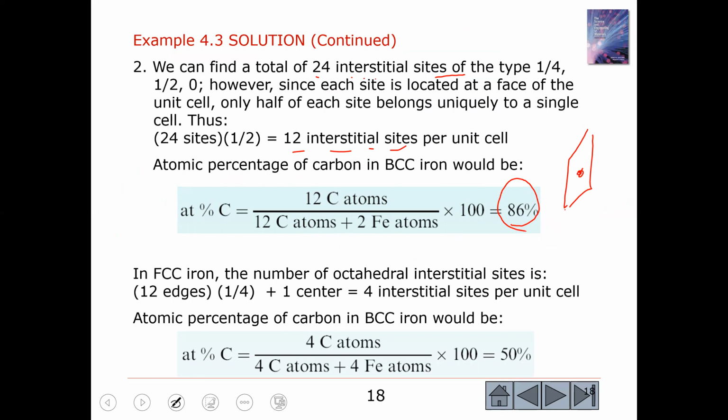Whereas in FCC, the same turns out to be 50%, right? But in reality, these percentages are very high because in reality, we do not add more than 2% or 1.5% or even 1% of carbon in iron. A normal steel that we usually use in our buildings has 0.8% carbon at most.